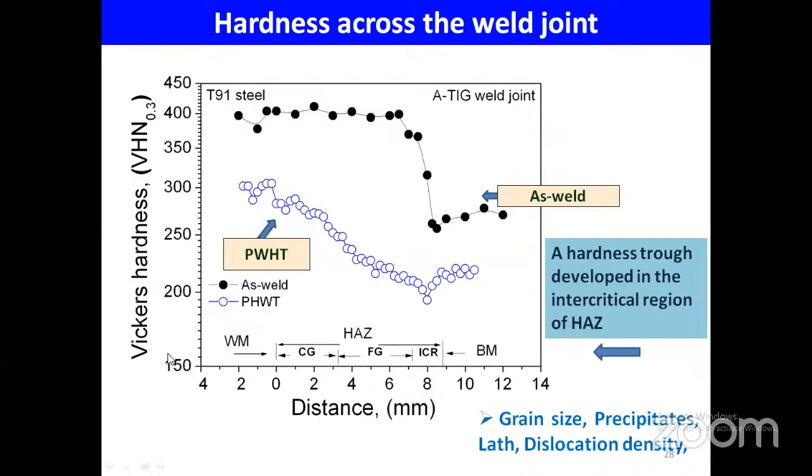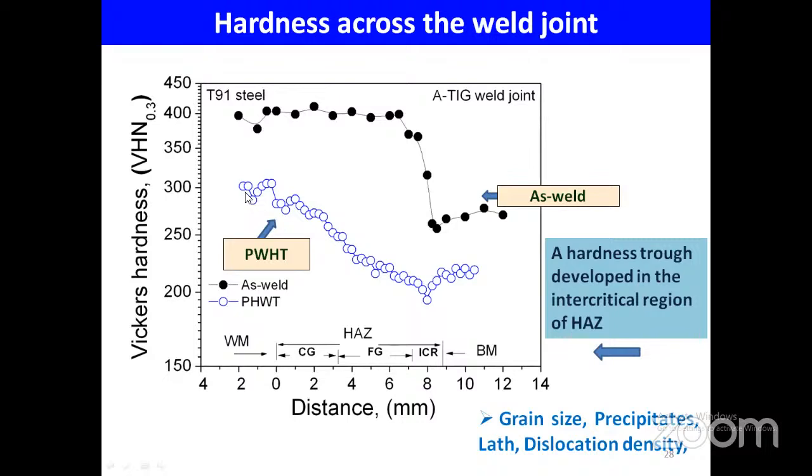This is the variation of hardness across the weld joint from weld metal to the base metal in the as-welded condition. Once it's further post-weld heat treated, the intercritical region softens more, because obviously the precipitates were already coarser during welding, and they coarsen further during post-weld heat treatment, and the dislocation density is also reduced. Due to that, a lower hardness is observed in the intercritical region as compared to other regions.